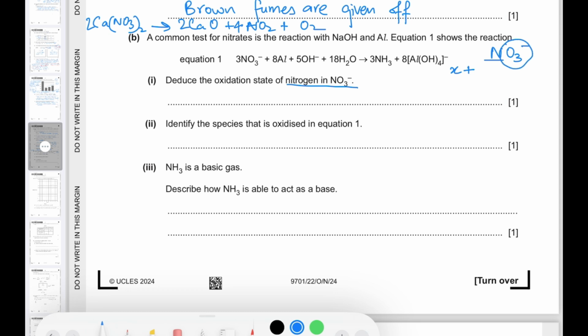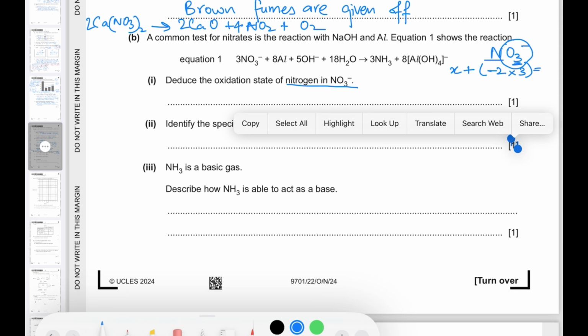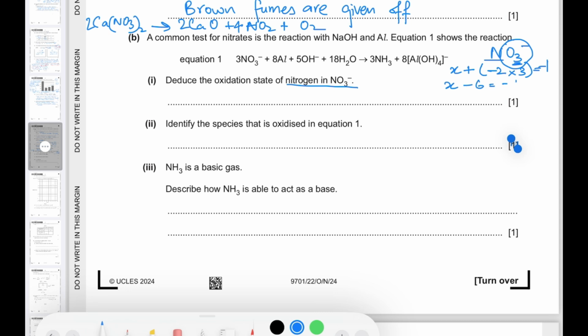Oxygen in a compound has an oxidation state of -2. Since you have 3 oxygen atoms, you'd multiply that by 3, and this is equal to the total charge on this ion, which is -1, right? So that's x minus 6 is equal to -1. Shifting -6 to that side, you would have 6 minus 1, that's plus 5. So the oxidation state of nitrogen in this ion is plus 5.